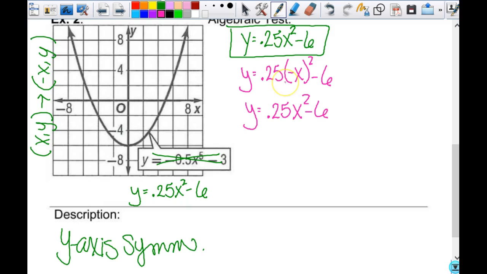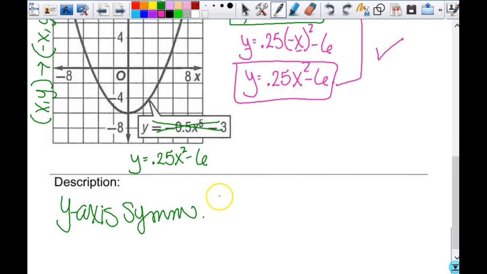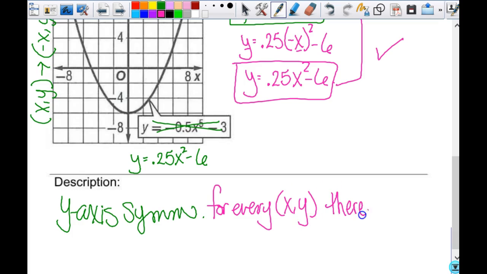So once I've plugged it in, that's me replacing these two right here. Then I just simplified it, which is easy. Simplifying doesn't always have to be crazy hard. You get this. Does this match this? Yes. So this works. They're the same. You have shown that it actually has y-axis symmetry. So we can say for every (x, y), there is a (negative x, y). Good?